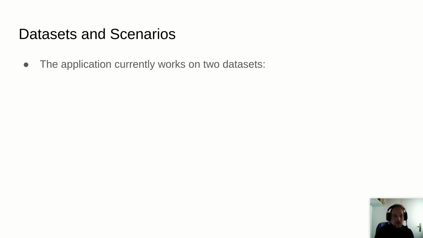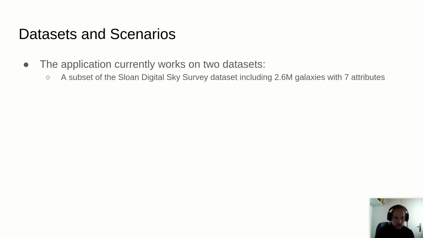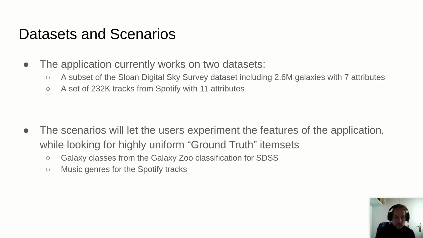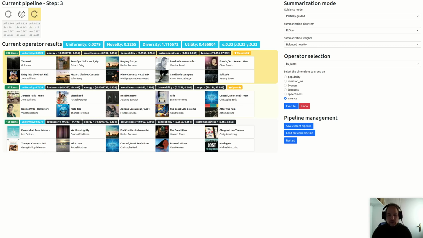The system is currently working on 2 datasets: a subset of the Sloan Digital Sky Survey with 2.6 million galaxies, and a set of 232,000 tracks from Spotify. The scenarios in the demo will let the users experiment with the features of the application while looking for highly uniform ground truth item sets. For SDSS, it will be galaxy classes from the Galaxy Zoo classification, and for Spotify, it will be the music genres. So let's take a look at the application.